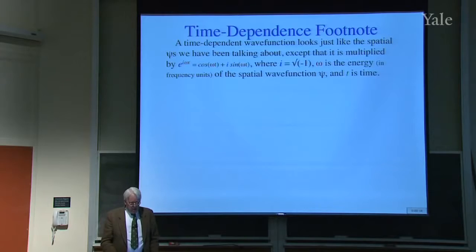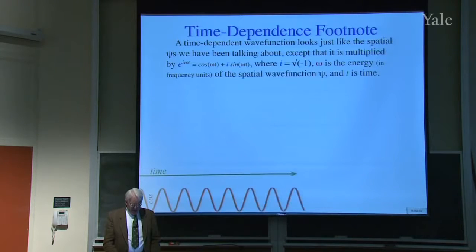Okay. So you have a cosine and a sine of omega t. One is real and one is imaginary. It's a complex number that you're multiplying the wave function by. So I is the square root of -1. Omega is the energy in frequency units. That's how rapidly things are changing in time, right? Because it's cosine omega t.